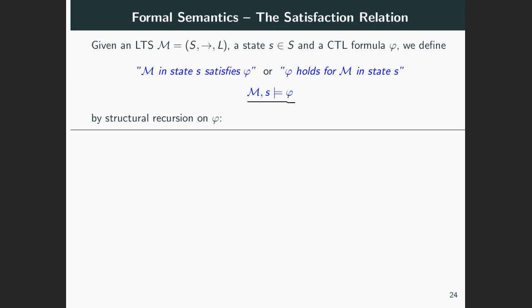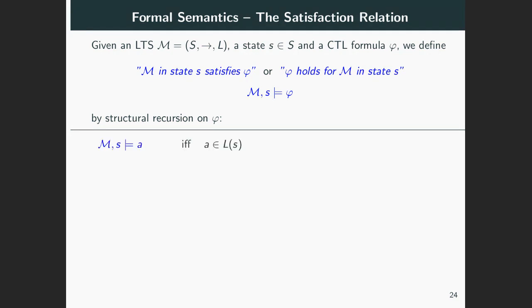Note that the satisfaction relation considers not only the LTS M and the formula phi, but also a current state S, which, as we've already seen in the informal explanations, will evolve during the evaluation of the temporal connectives. The definition of the satisfaction relation is performed by traversing the formula recursively, following its syntactic structure.